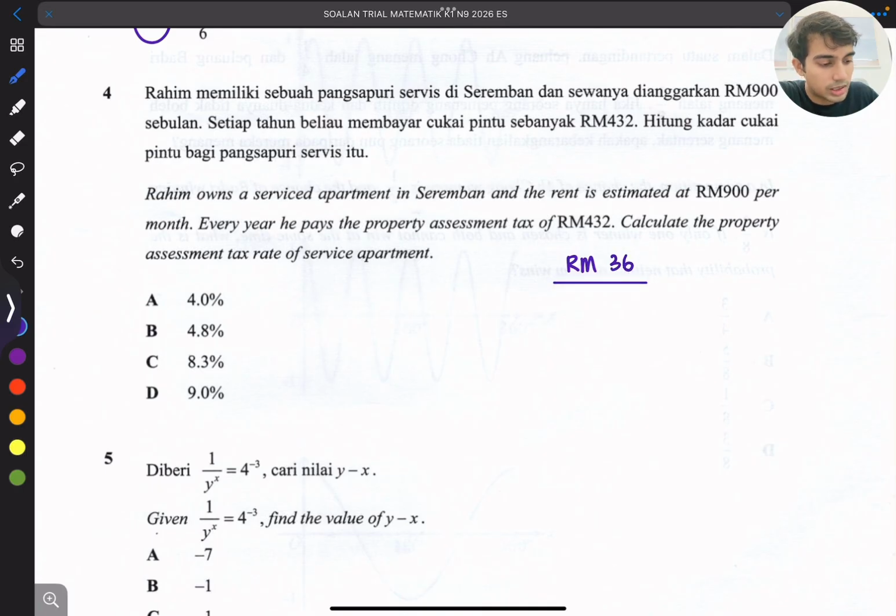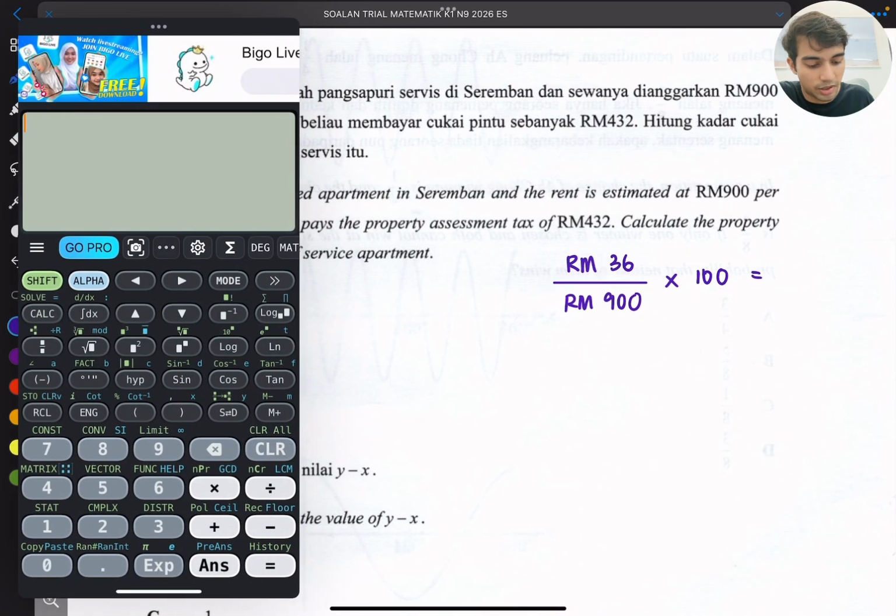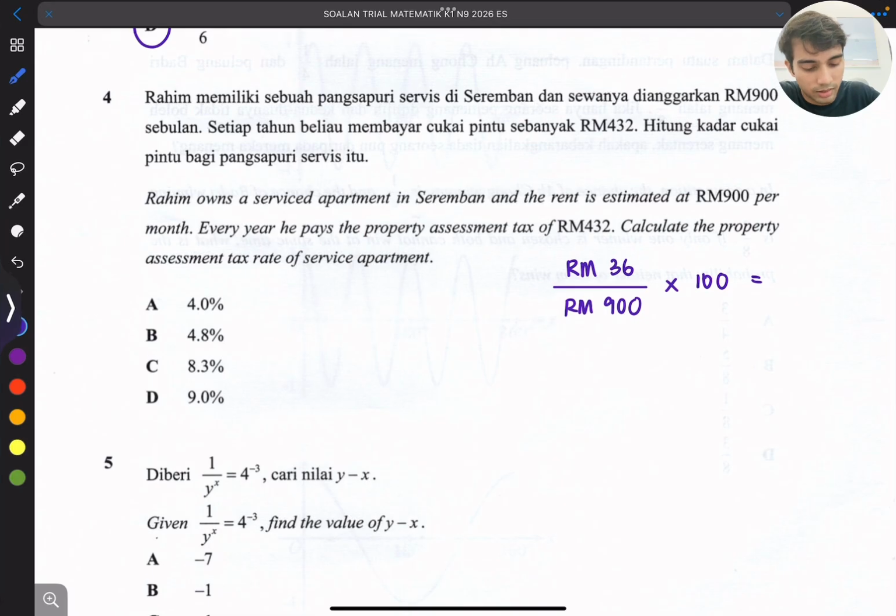And his total rent is 900 ringgit. So if you want to find the percentage of tax, you do this. 36 over 900. Okay, because he's paying 36 ringgit of tax for 900 ringgit worth of property rental. Answer times 100. So we get 4%. Okay. So every month he needs to pay 4% of tax.